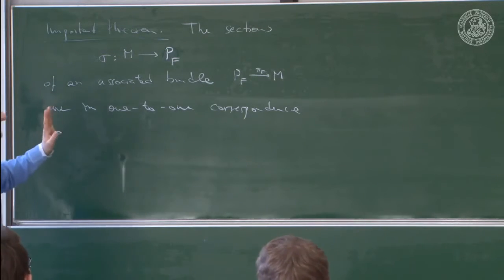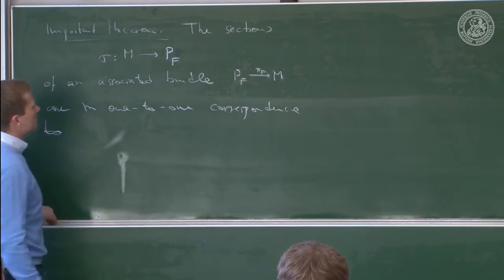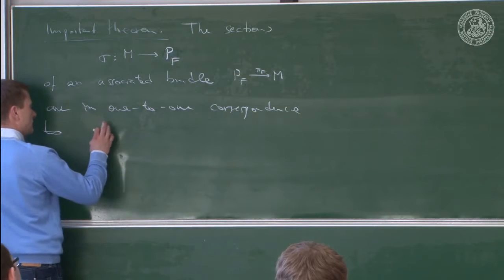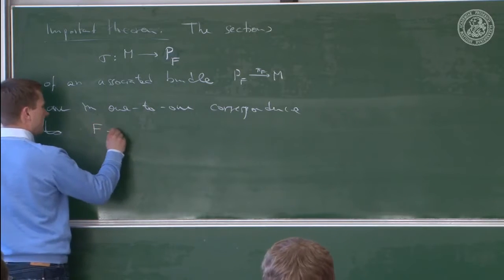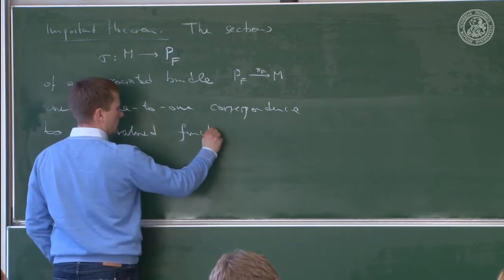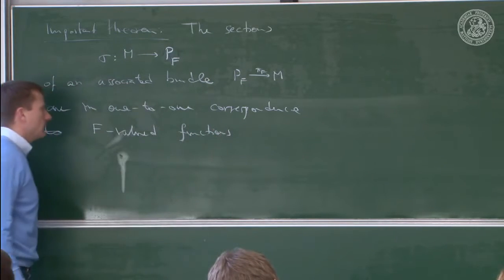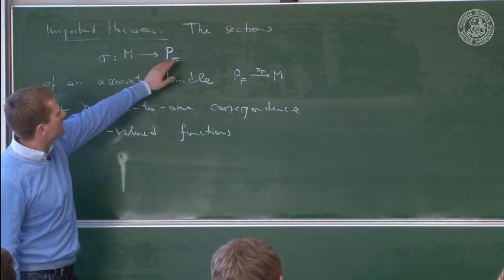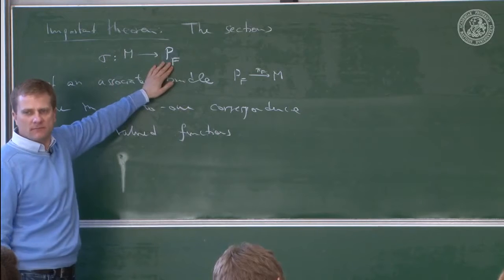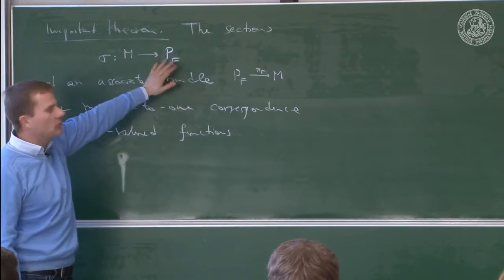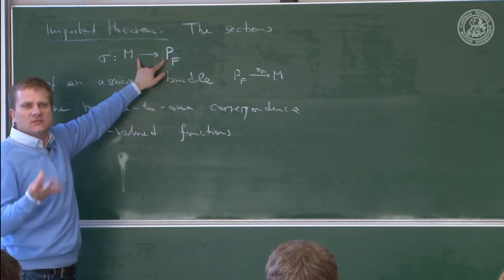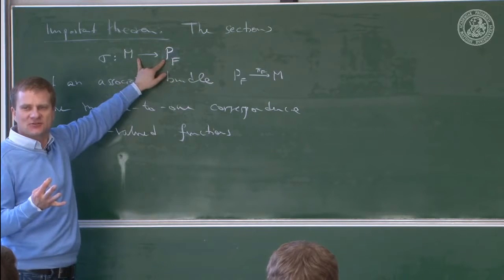Okay, for instance, the sections of an associated bundle are in one-to-one correspondence to, now it comes, F-valued functions. Aha, interesting. So we always said that sections are not functions. If the bundle is locally trivial, you may be able to write it locally as a function, but globally, a section is not a function. A section is a section.